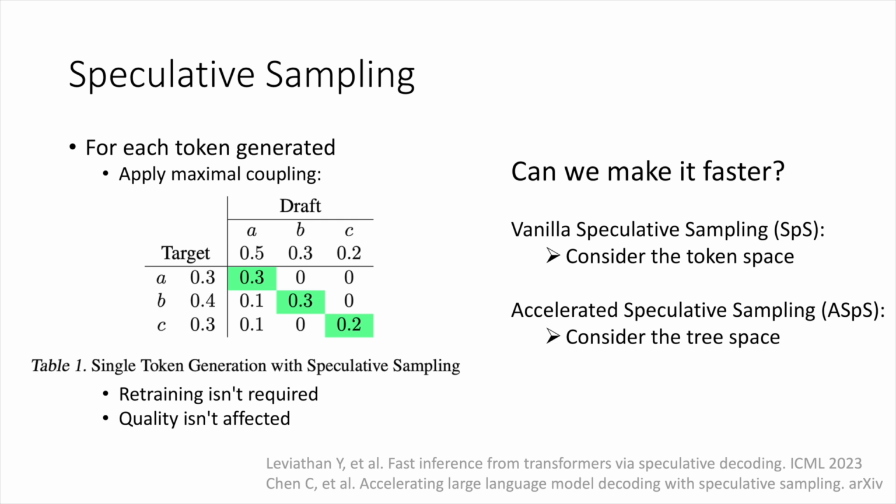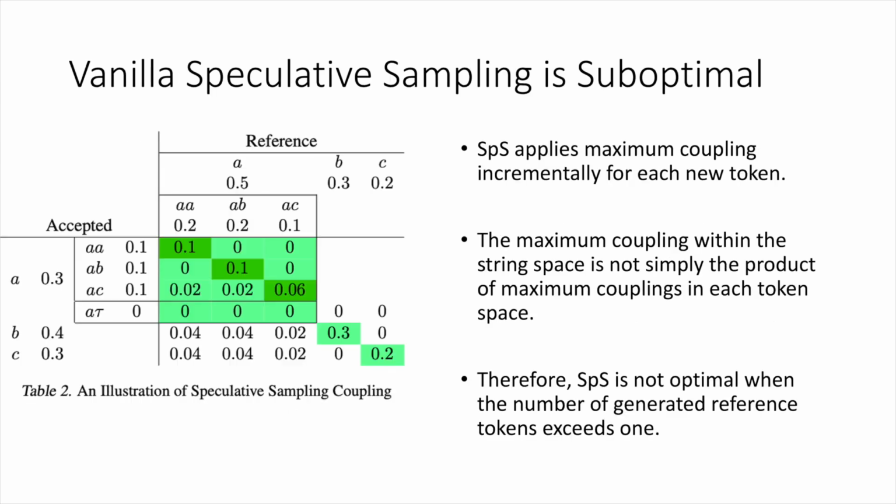However, a natural question arises: can we make this process even faster? An intuition is that the vanilla speculative sampling approach applies maximal coupling in the token space, but the output of a large language model is a sequence in a tree space. What if we could take a step further and consider the whole generation space? This is where our novel approach, accelerated speculative sampling, comes into play.